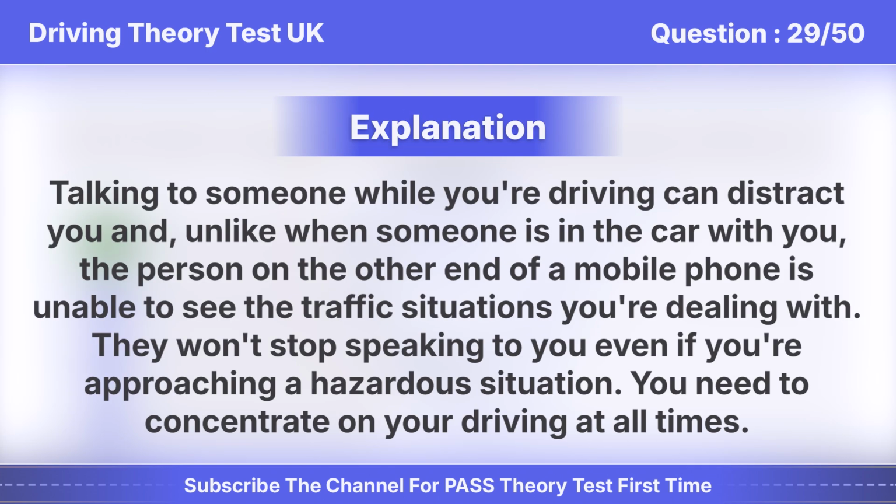Talking to someone while you're driving can distract you, and unlike when someone is in the car with you, the person on the other end of a mobile phone is unable to see the traffic situations you're dealing with. They won't stop speaking to you even if you're approaching a hazardous situation. You need to concentrate on your driving at all times.